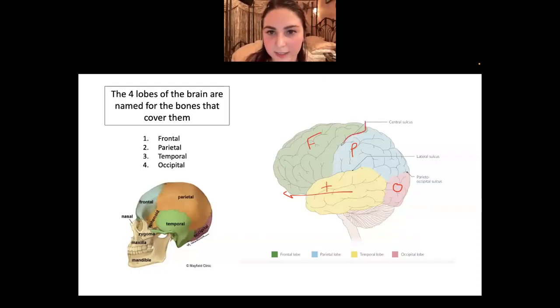You can see the central sulcus. Remember, the sulcus is the little groove that goes in, and that's where it switches from the frontal lobe to the parietal lobe. You have another sulcus called the lateral sulcus, which separates the temporal lobe from the frontal and parietal lobes. And then you have the parieto-occipital sulcus, which separates the parietal lobe from the occipital lobe. They're all really nice; they line up with what they separate, and the lobes of the brain correlate to the bones that cover them on the skull, because the brain's in the skull.